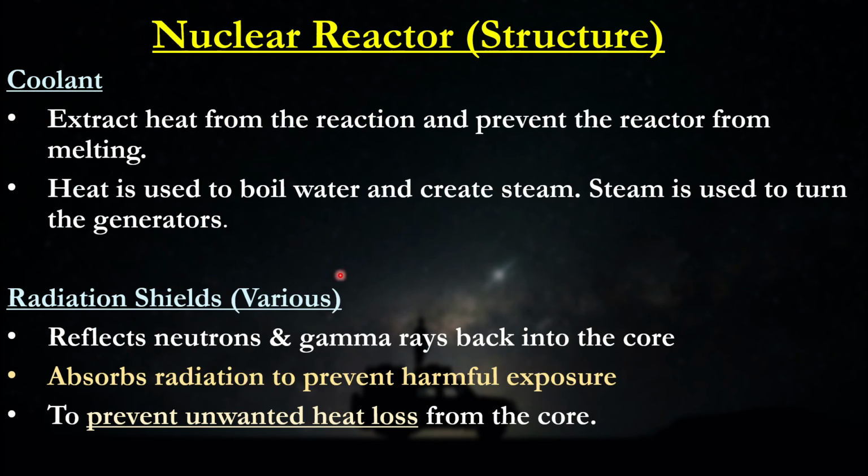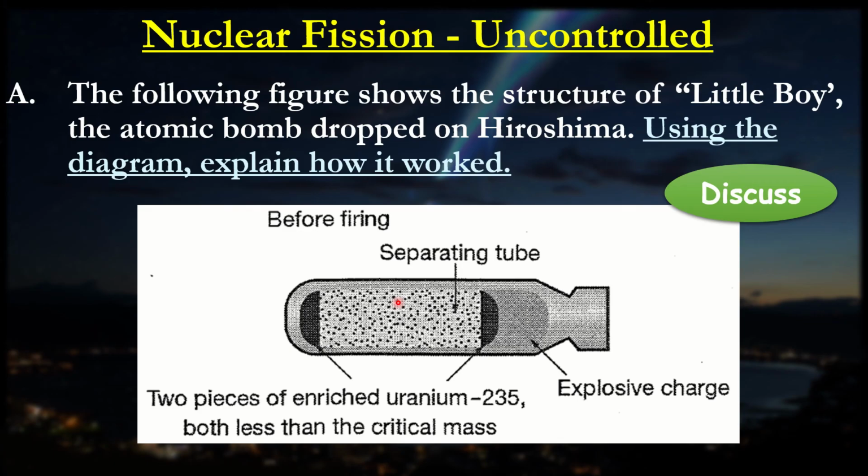We also use radiation shields, that's just to reflect some of the neutrons and gamma rays back into the core, so it avoids harmful radiation being exposed to humans. But that's just a little summary there of where we can use controlled nuclear reaction. Let's have a look at the concept of uncontrolled nuclear reaction.